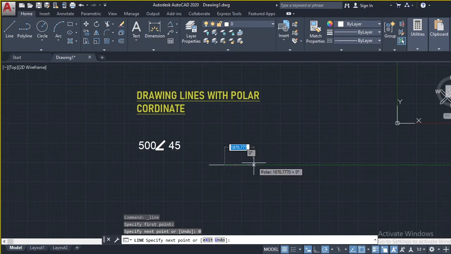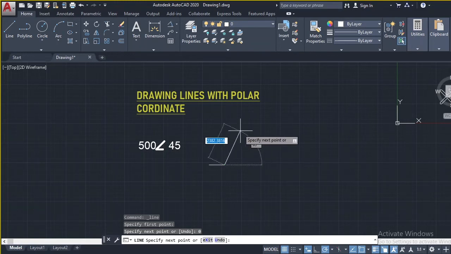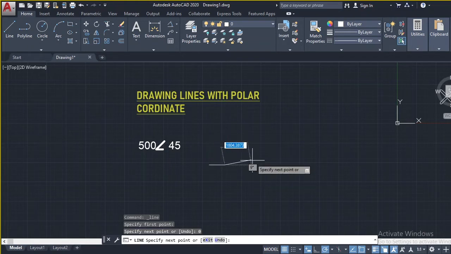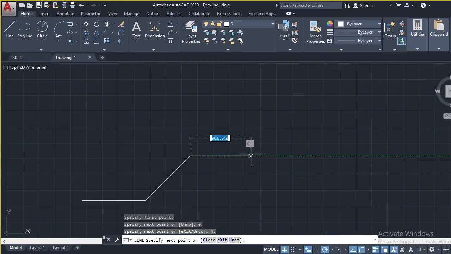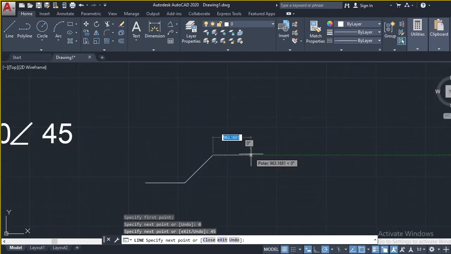Then I want to go up by 45 degrees. How do I do that using this coordinate? Let's say I want to go up 1000. That is 1000, tab, 45 degrees. See, I am up by 45 degrees.